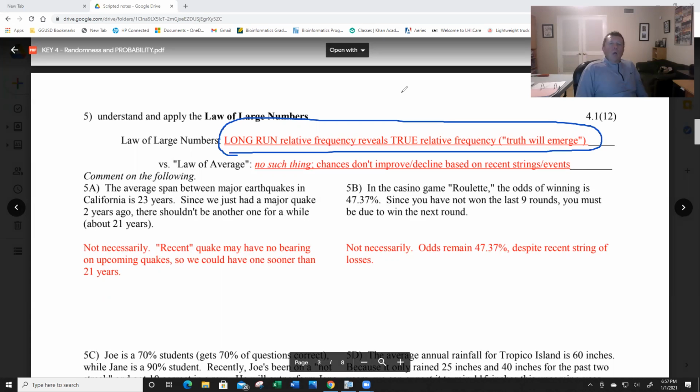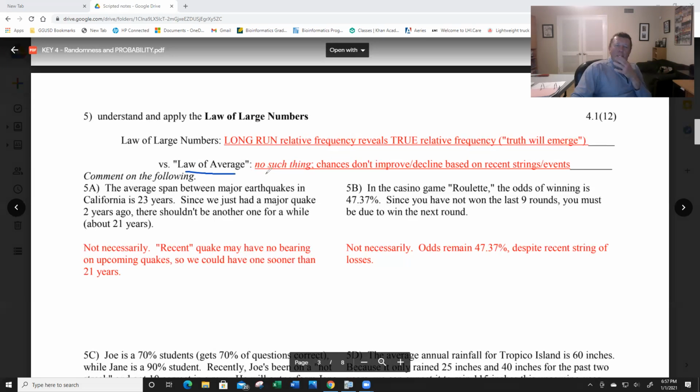If you roll a dice 10 times and you get no 6s, you might say, oh my gosh, the dice is messed up. No, you wouldn't say that, because in the short run, you might not get any 6s. But in the long run, if you roll 600 times, you're going to get about 100 6s. About. Not exactly, but about.